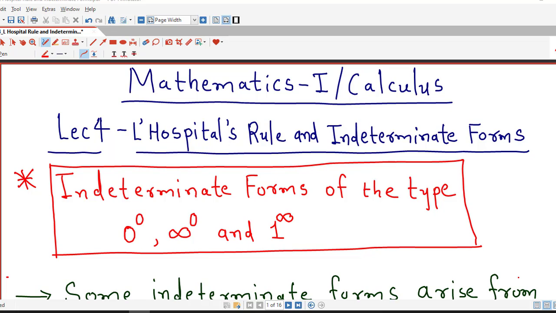For the last 3 lectures we have been discussing indeterminate forms and how to find the limits of such forms using L'Hospital rule. Today we are going to discuss indeterminate forms of these 3 types: 0 to the power 0, infinity to the power 0 and 1 to the power infinity. All these 3 quantities are undefined or meaningless forms, so we can say that they are indeterminate forms.